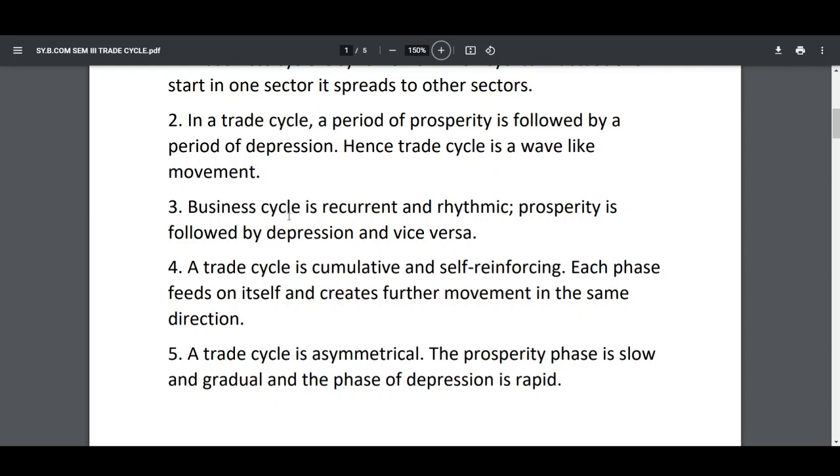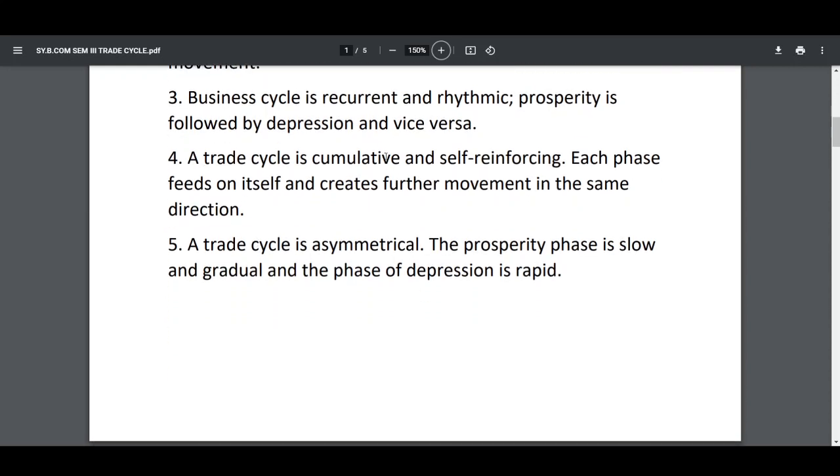Third, business cycle is recurrent and rhythmic. Prosperity is followed by depression and vice versa. Vice versa means opposite. Fourth, a trade cycle is cumulative and self-reinforcing. Each phase, means stage, feeds on itself and creates further movement in the same direction.